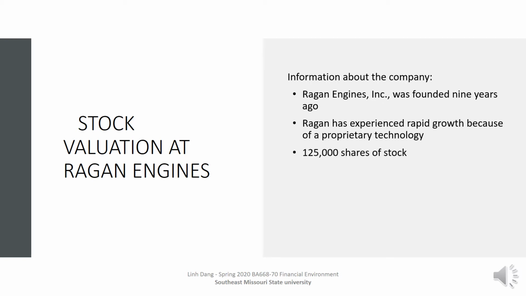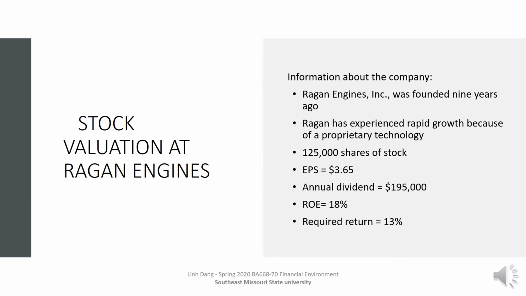They have 125,000 shares of stock. Their EPS is equal to $3.65. Their annual dividend is equal to $195,000. Return on equity is equal to 18%, and the required return is equal to 13%. So with this information, I will calculate some financial ratios to evaluate the stock at Ragan Engines.